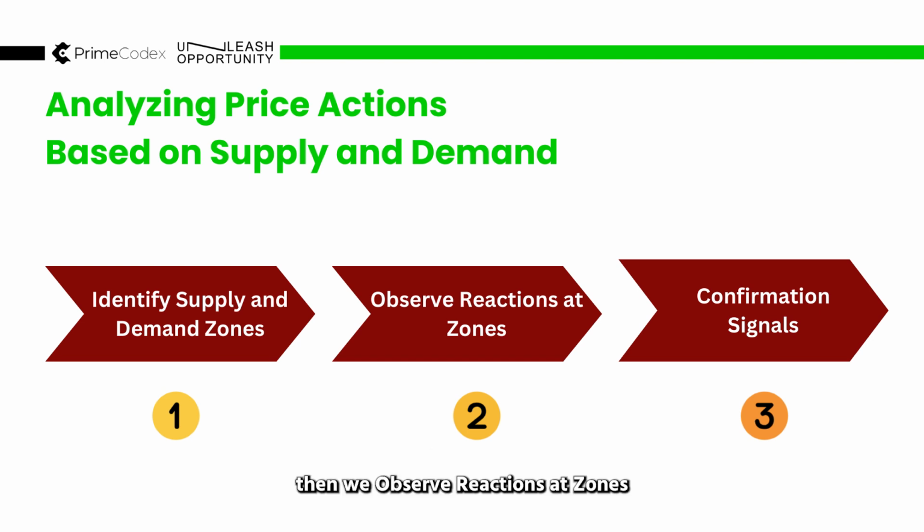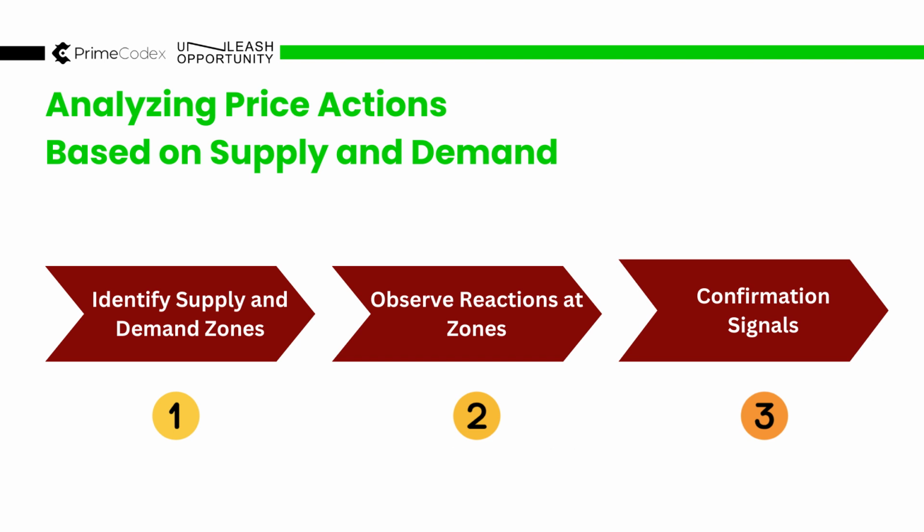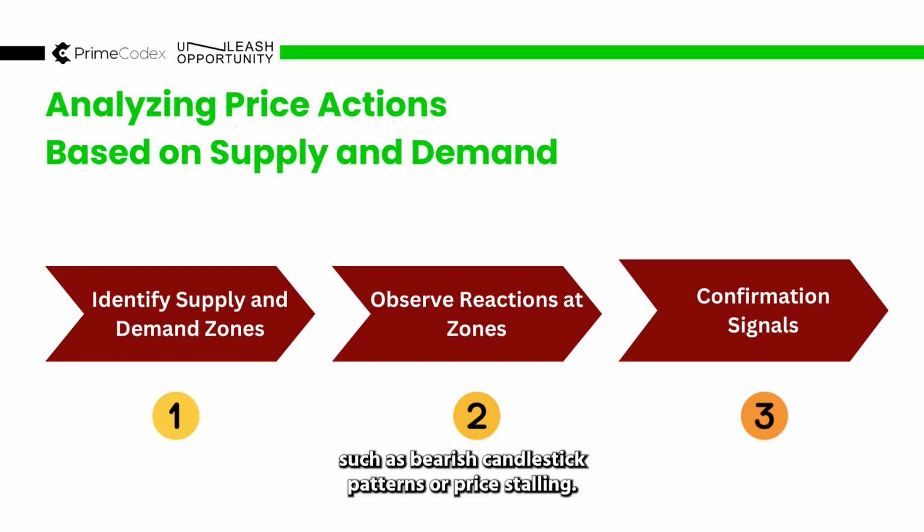Then we observe reaction at zones. Pay attention to how price behaves when it approaches the zone. In supply zones, look for signs of selling pressure and potential reversals, such as bearish candlestick patterns or price stalling. In demand zones, observe for bullish reaction and potential bounces.